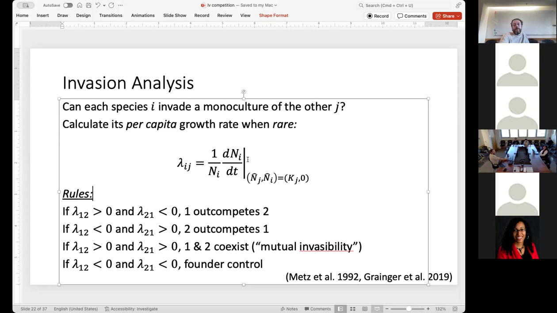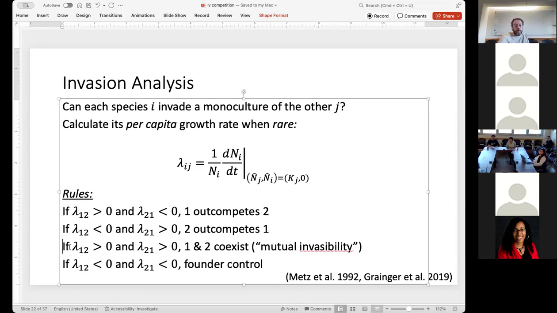This is the simplest case. For more complicated models, there are other ways you can calculate this invasion rate. We'll probably talk about that later, and the same rules apply. So what are the rules? If species 1 can invade 2, but 2 can't invade 1, then we say 1 beats 2. Vice versa, 2 beats 1.